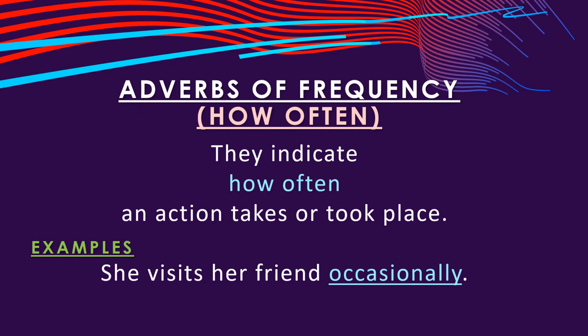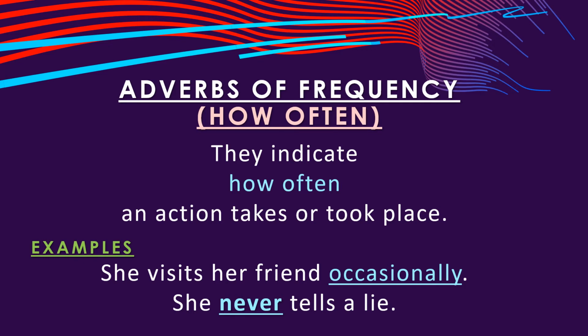So this word occasionally is telling us how often she visits her friend. So occasionally is an adverb of frequency. Let us take another example. She never tells a lie. So how often does she tell a lie? Never. So this word never is an adverb of frequency and it is telling us how frequent that person tells a lie.